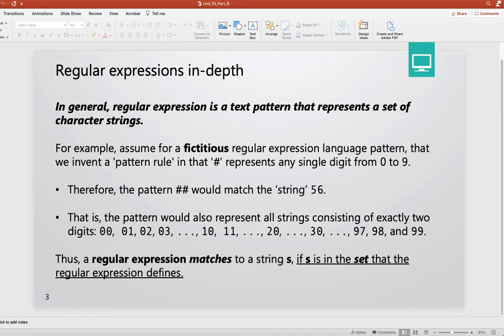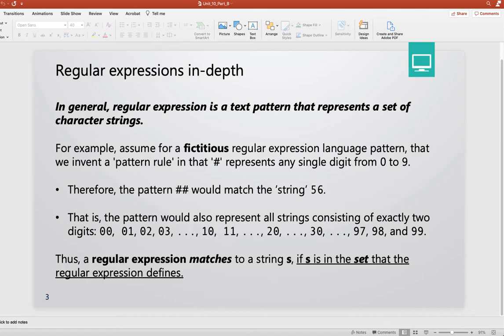In general, a regular expression is a text pattern that represents a set of character strings. Assume a fictitious regular expression language where we invent a pattern rule that the pound key represents any single digit from 0 to 9. Therefore, the pattern double pound keys would match the string 56. Remember, this is not the number 56. It's a string which contains two characters, 5 and 6.